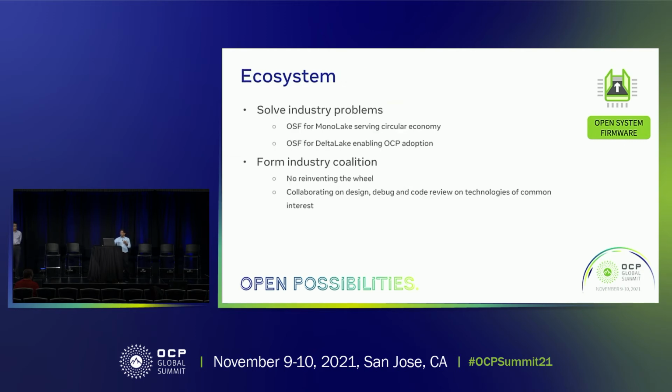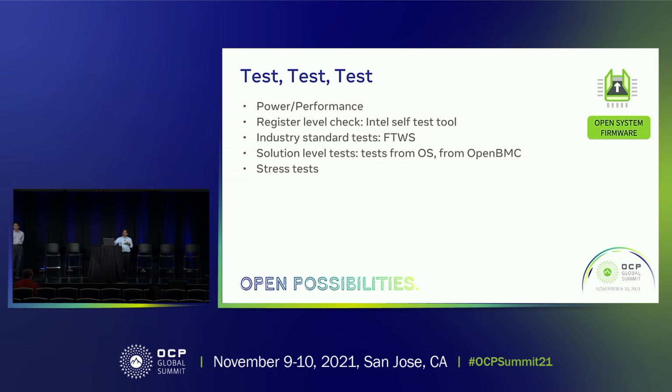And then the ecosystem benefits, right? So Monolake, in the talk before, Jay and company were talking about OSF on Monolake platforms that's meant for circular economy, how it is helping them. Delta Lake in the OCP accepted for broader industry adoption is really the intent there. And the goal is to essentially collaborate with a significant number of ecosystem partners on that one.